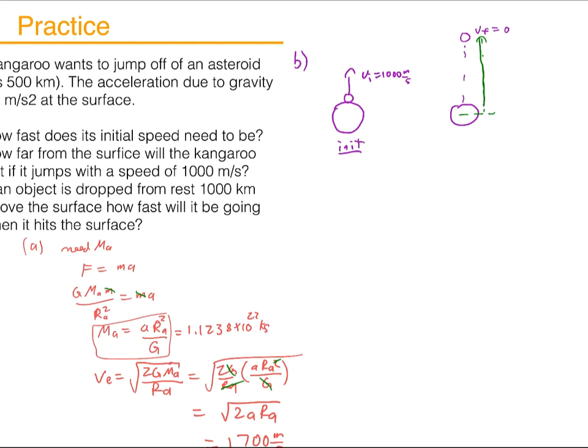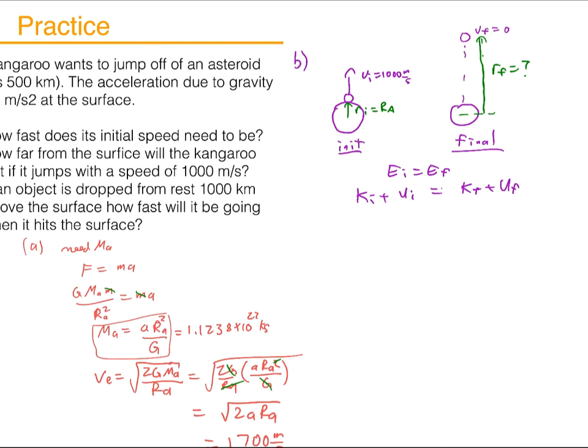How far is it going to go, R final? R initial, remember, is just from the surface, so R initial is just the radius of the asteroid. And R final is what we want to find. It starts off on the surface, how far away does it get? So we just use conservation of energy here. E initial equals E final. E initial is K initial plus U initial. E final is K final plus U final.